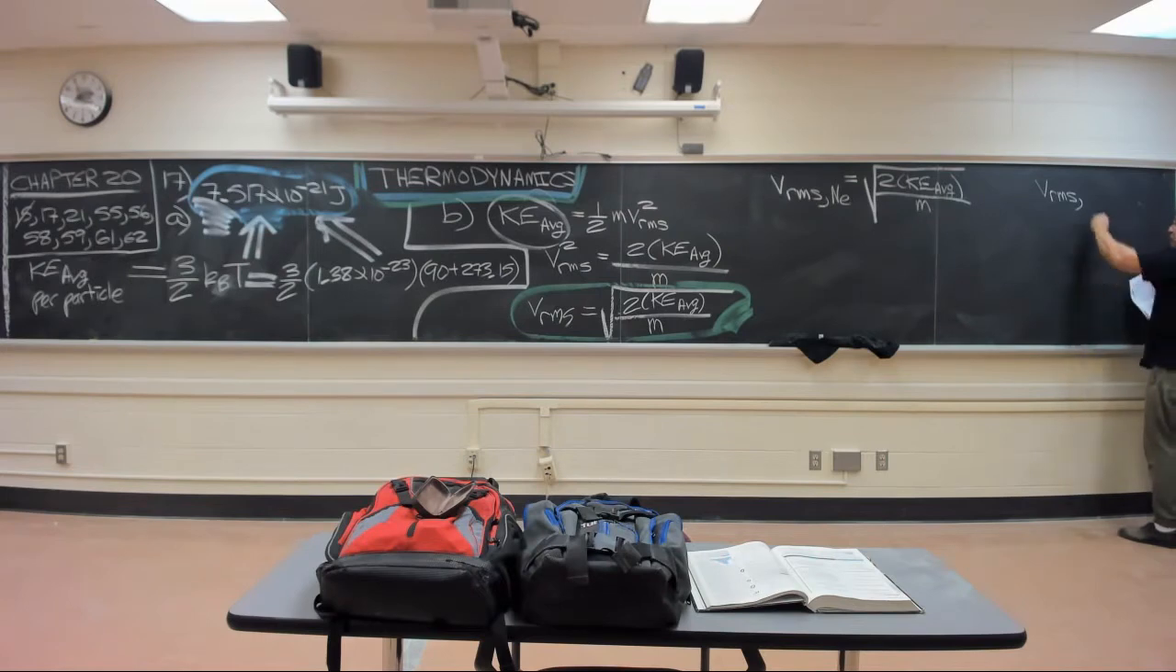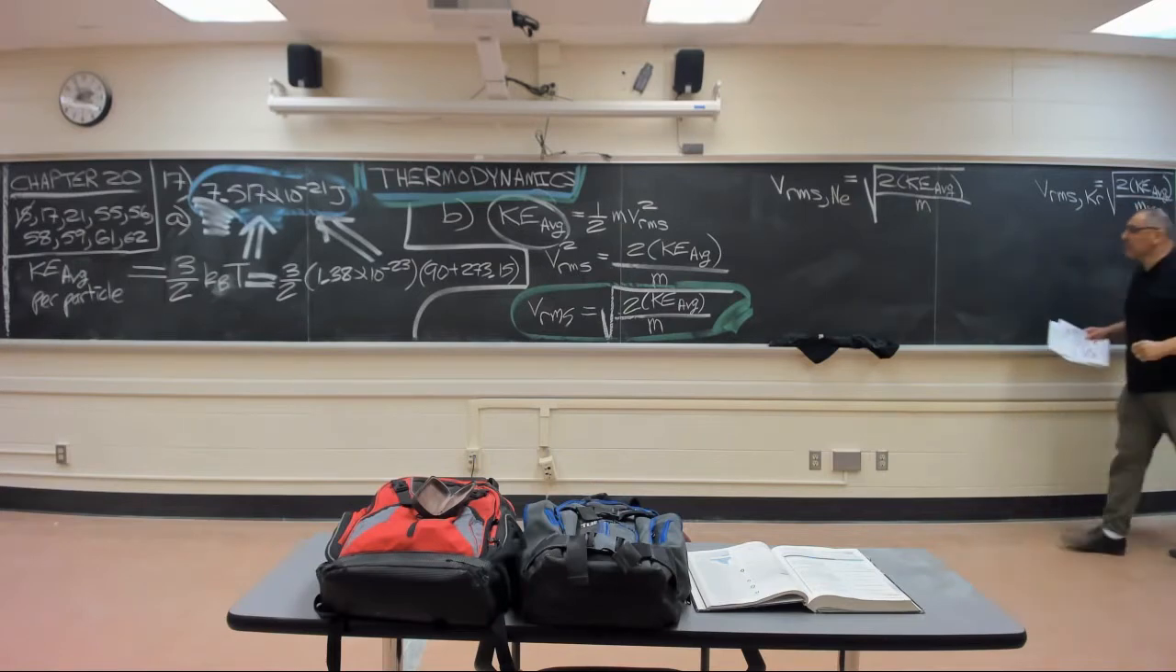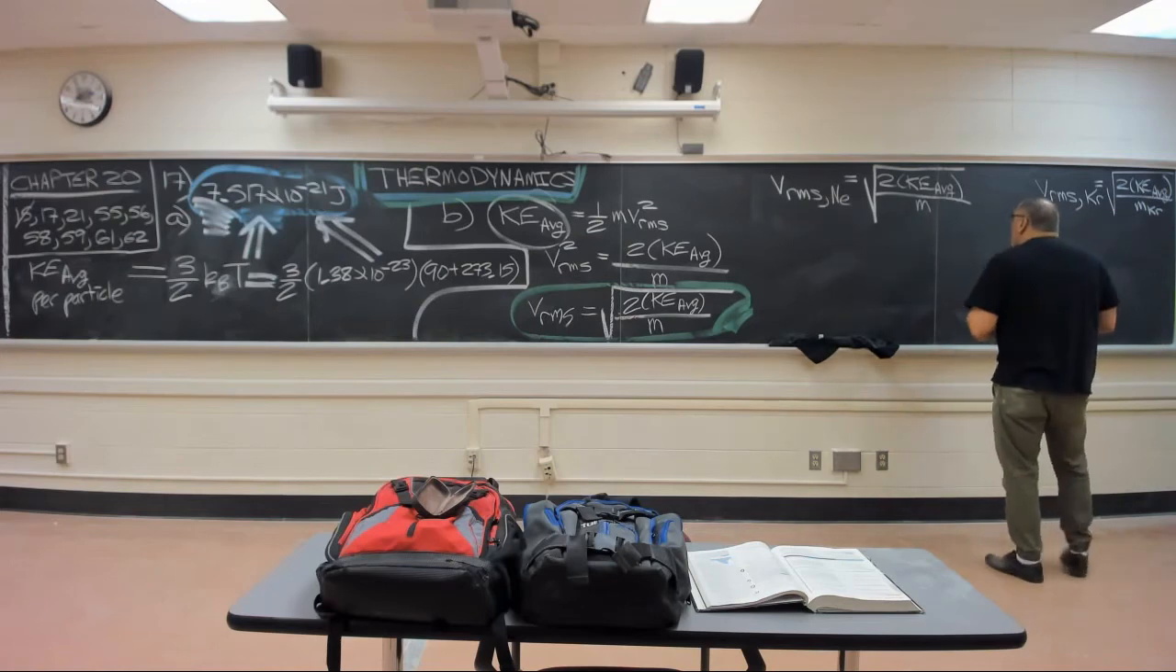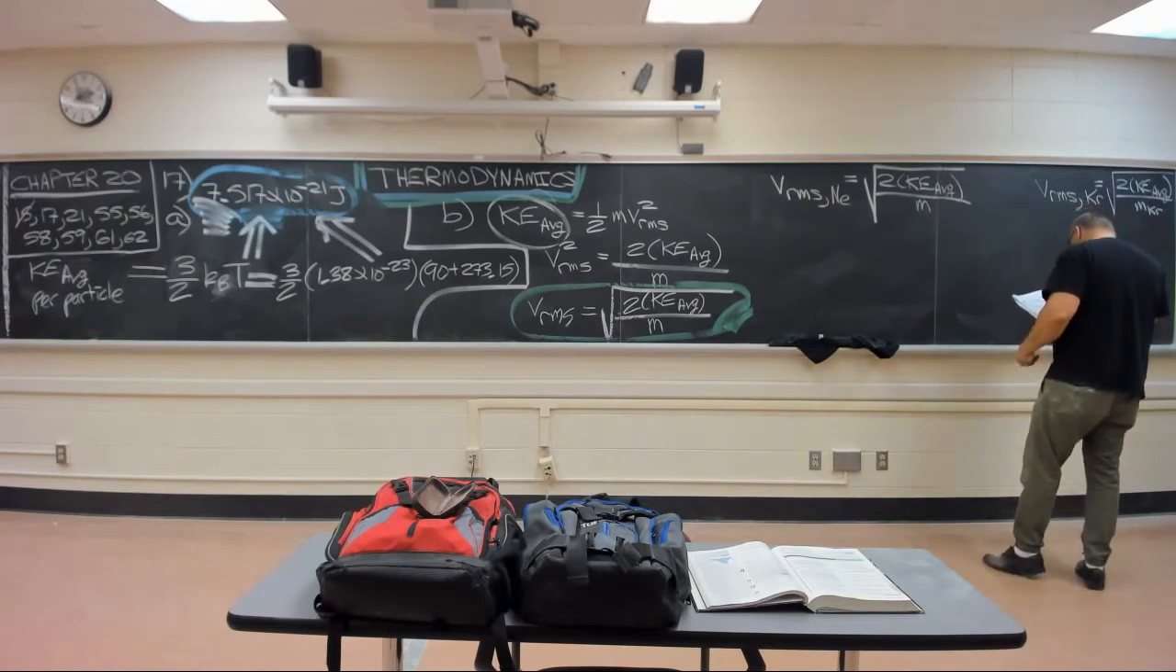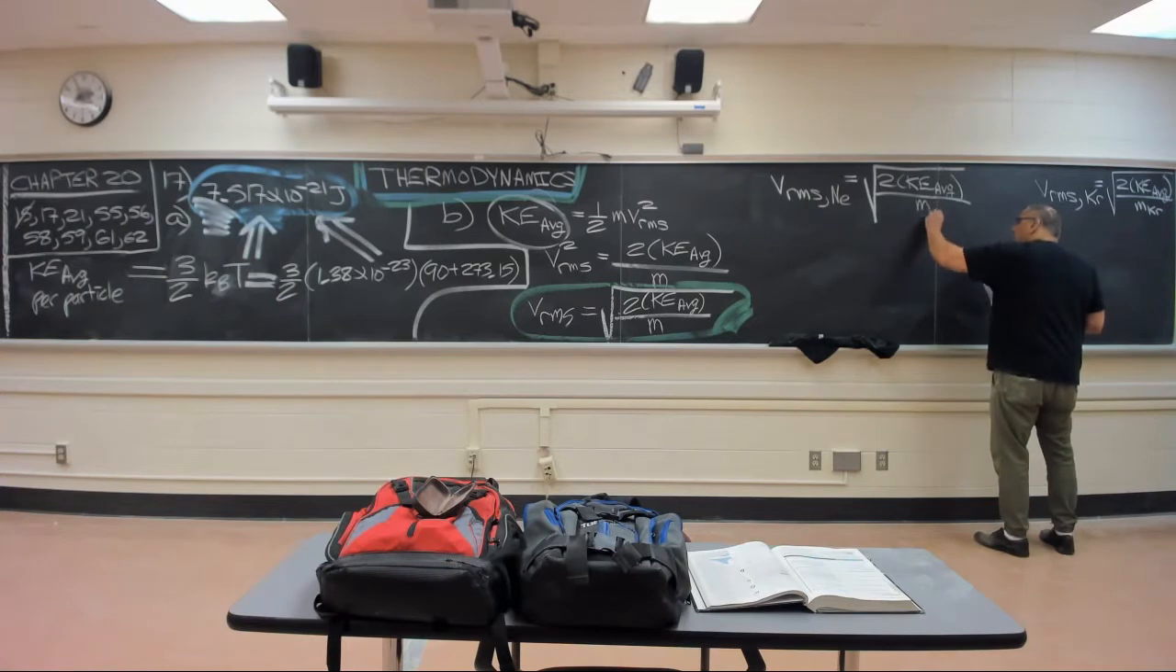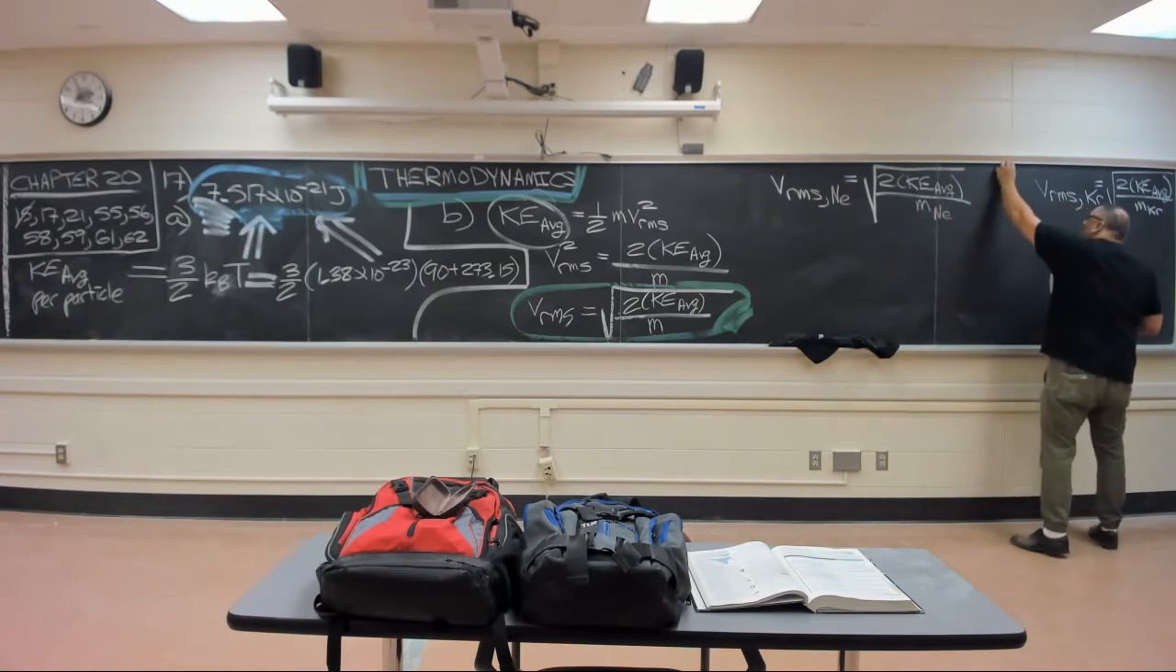And then the other one's for krypton. It's the same thing. Look, the KE average was the same for both. They're in the same container. KE average doesn't matter. Over for this guy, and the other guy is NE right here. I'm sorry about that. All right.